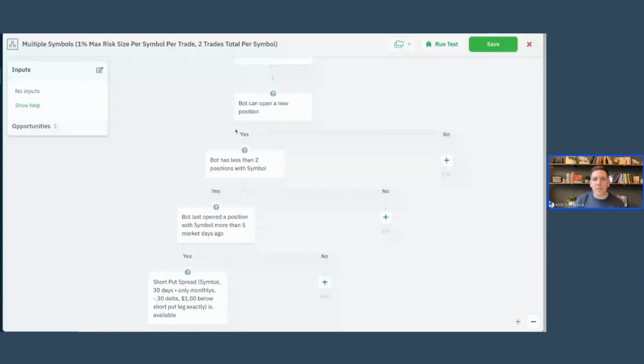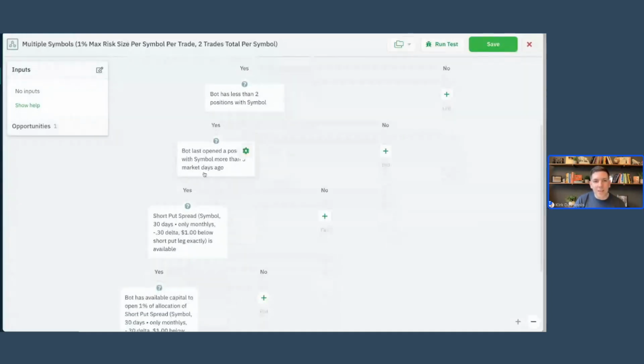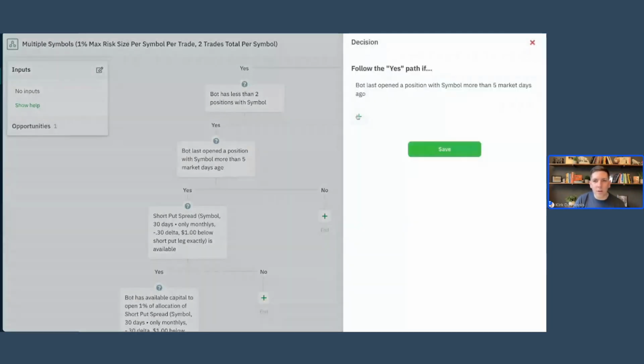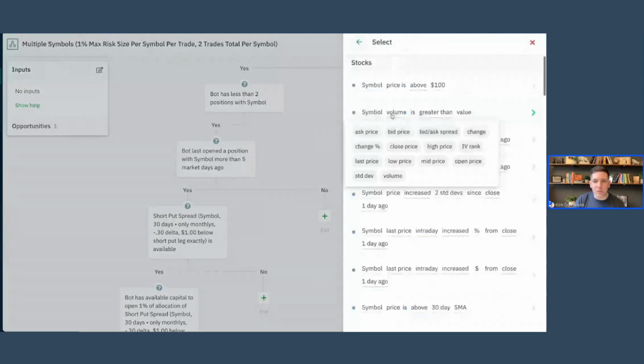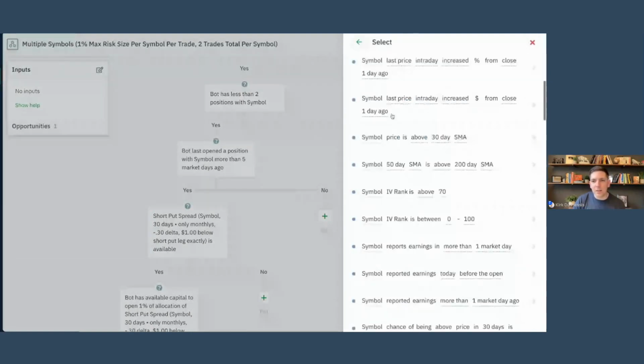So it's going to go through here, say, can the bot open a new position? Yes. Does the bot have less than 2 positions? Yes. Does the bot last open a position more than 5 days ago? Or does the bot have 0 positions is what I need to add here.